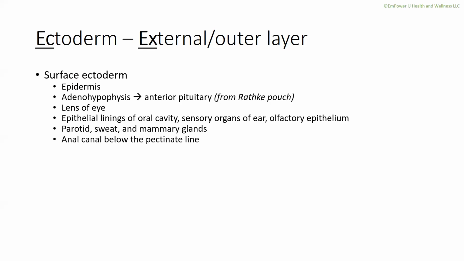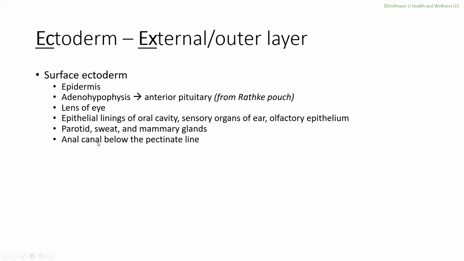So ectoderm thinks external or outer layer. So we have surface ectoderm. That's going to be your epidermis, your actual covering, your skin. Your adenohypophysis, your anterior pituitary, right? We mentioned that before. Your anterior pituitary is the weird one. It's the part of the pituitary that's glandular in nature. It's the part of the pituitary that doesn't come from the nervous system. It's ectodermal tissue. Your lens of your eye, epithelial linings of the oral cavity, sensory organs of the ear, olfactory, so epithelium stuff. Your glands, like your parotid, your sweat, and your mammary glands.